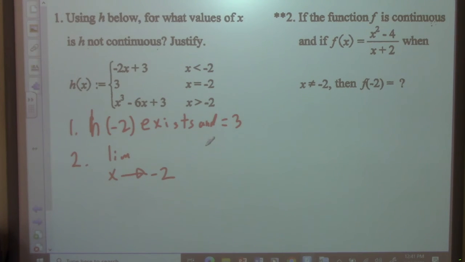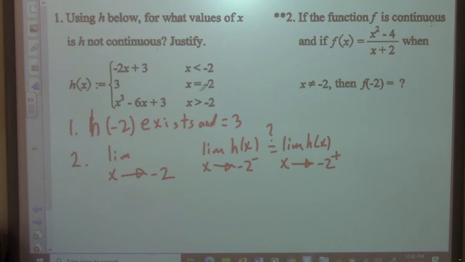It's non-calculator. So the limit exists if and only if the limit as x approaches negative 2 from the left of h of x equals the limit as x approaches negative 2 from the right of h of x. So what I'm going to do is sometimes I like to put a question mark on top because we don't know it until we figure it out, right? So let's plug in negative 2.